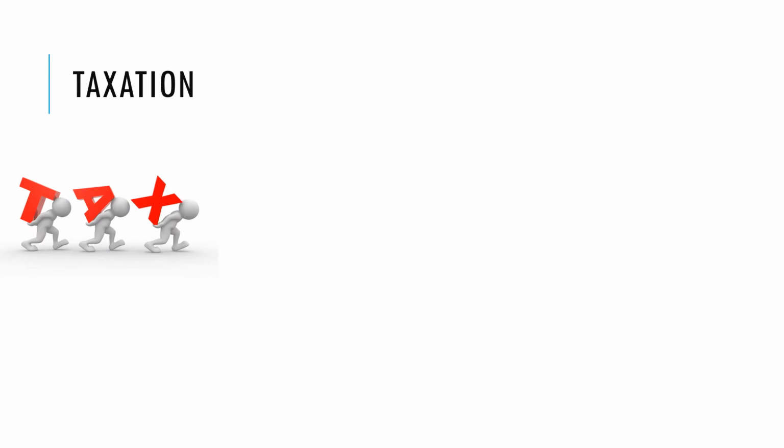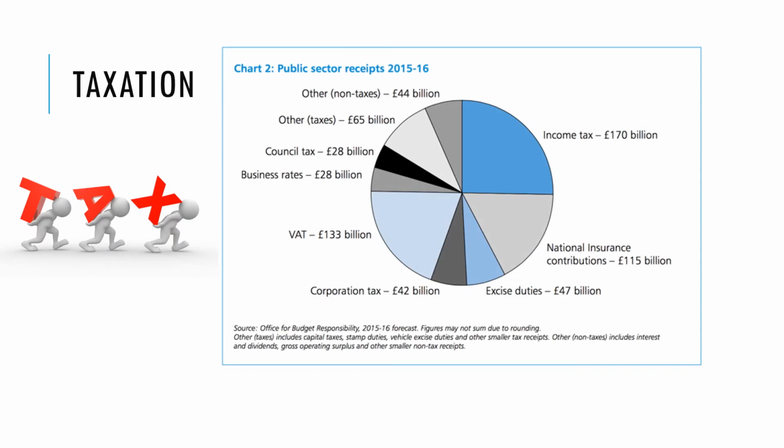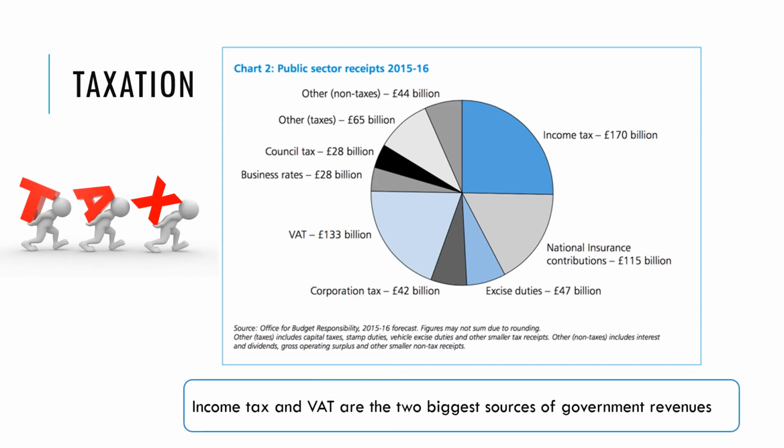Now let's move on to taxation. So this diagram shows us where governments receive their tax revenues from. And we can see that income tax is the largest source of revenue, tax revenue to the government.